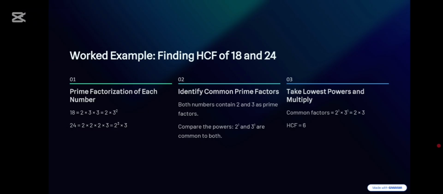So the first thing, you list the factors, the numbers that can go into 18 without leaving a remainder. The numbers that can go into 18 without leaving a remainder are 2, 3, 6, 9, and 18 itself. Then the numbers that can go into 24 without leaving a remainder are 2, 3, 4, 6, 8, 12, and 24 itself.